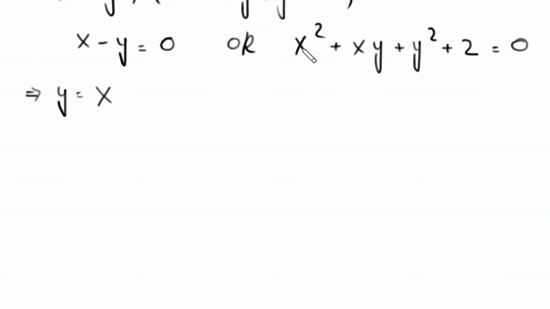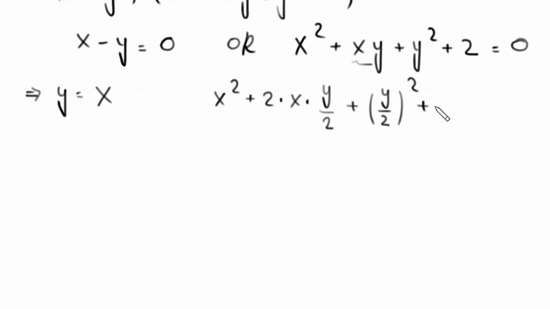So we make here a perfect square. We write this x squared, and this xy can be written as plus 2 times x times y over 2. To complete the square, we add here y over 2 whole squared plus this y squared. Since we have added y over 2 squared, we subtract y over 2 whole squared plus this 2 equal to 0.